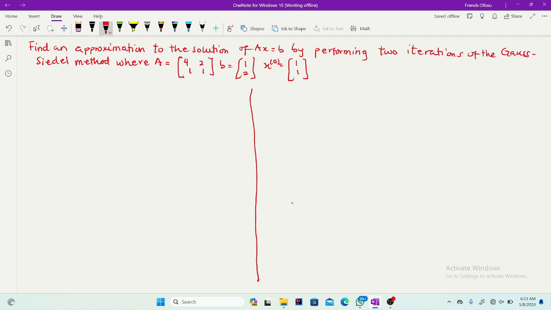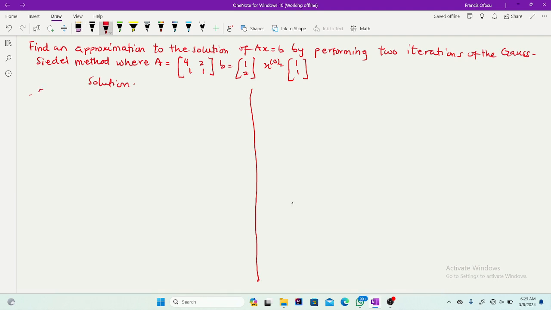Okay, so let's see how we solve this problem. Our A is equal to this, our b is this, and our initial guess. I always say that to start the Gauss-Seidel method, the first thing to do is to write it in equation form. So 4x1 plus 2x2 is equal to 1. But I don't want to confuse you, let me show you how I got this.